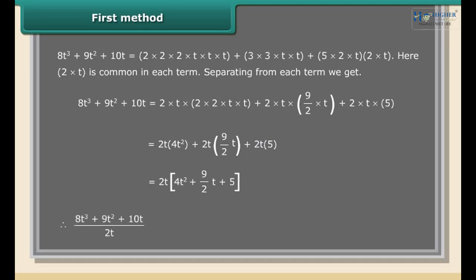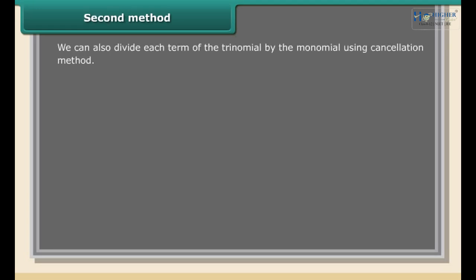Therefore, (8t cubed plus 9t square plus 10t) upon 2t is equal to 2t into (4t square plus 9 upon 2 into t plus 5) whole upon 2t, which is equal to 4t square plus 9 upon 2 into t plus 5. Second method. We can also divide each term of the trinomial by the monomial using the cancellation method. (8t cubed plus 9t square plus 10t) divided by 2t is equal to 8t cubed upon 2t plus 9t square upon 2t plus 10t upon 2t, which is equal to 4t square plus 9 upon 2 into t plus 5.